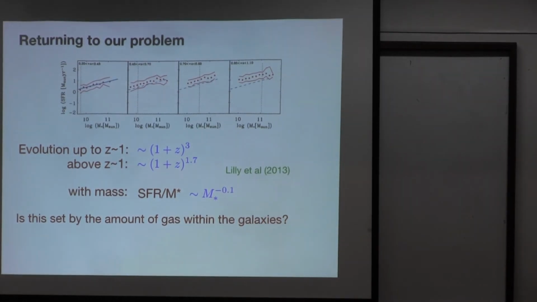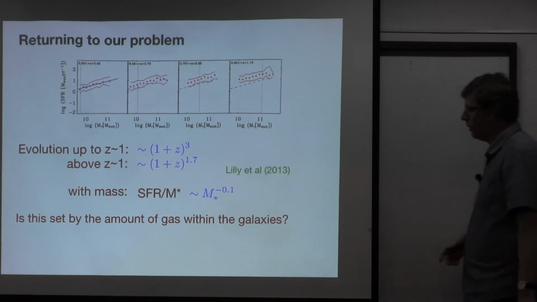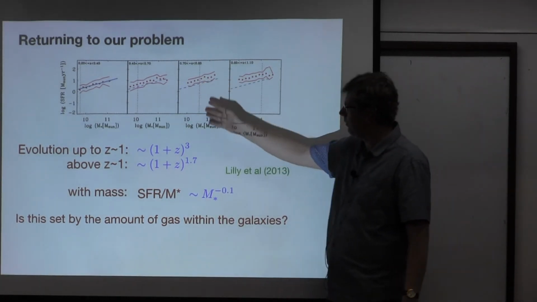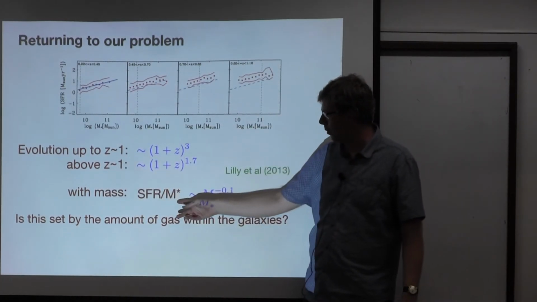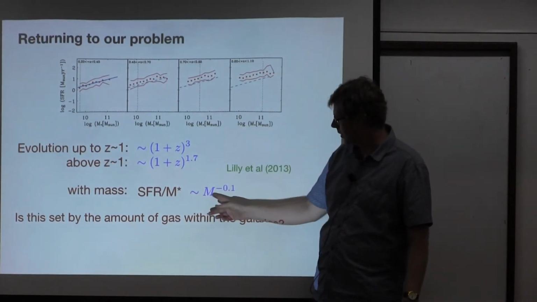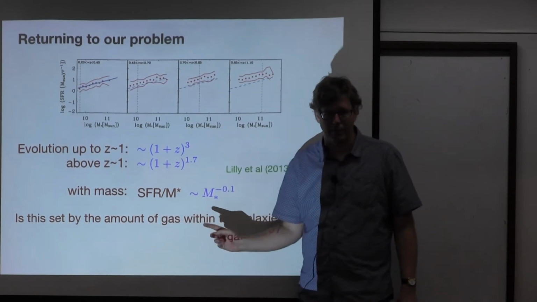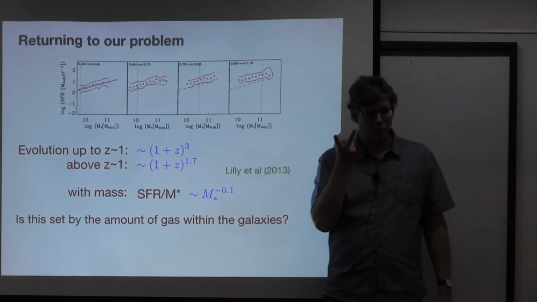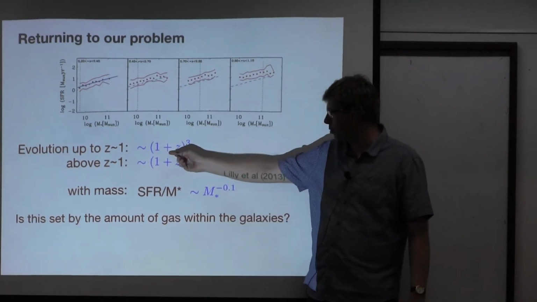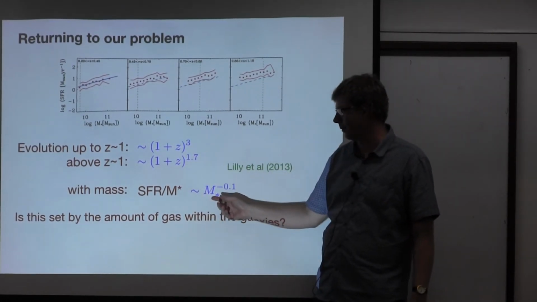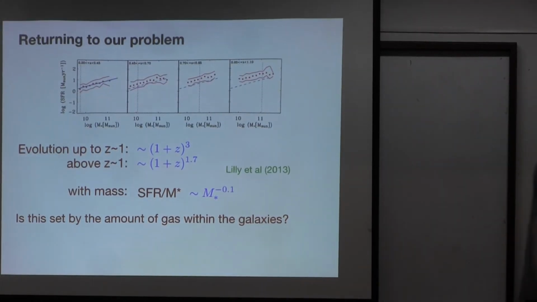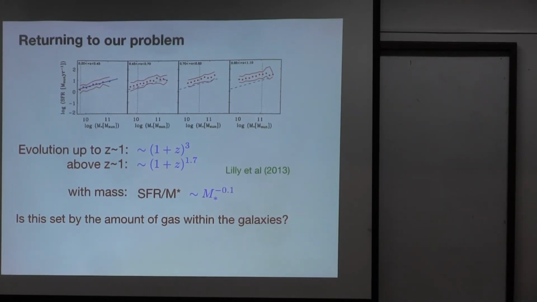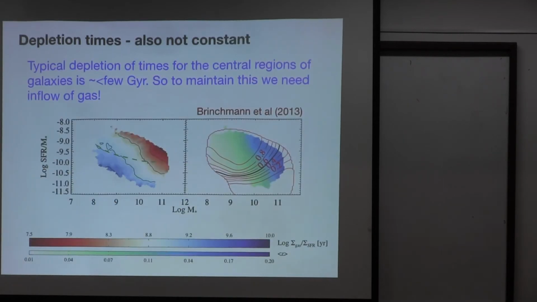And then you can also take this and divide it by mass, and then you find that the star formation rate per stellar mass goes as stellar mass to the minus 0.1. Okay? So now you have 2 things that you would like to explain. This evolution and that trend. So could this just be because there's a variation in the amount of gas in the galaxies? That's one possibility. But we know there is a large variation in galaxies.